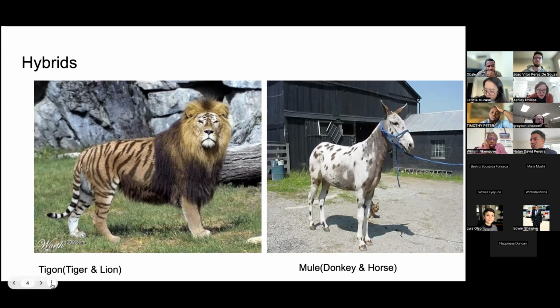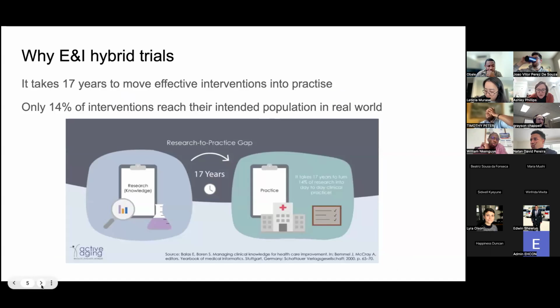For hybrid designs, we'll be talking about the implementation design and the effectiveness design, and I will explain what those mean in a bit. Hybrid clinical trials are a combination, as I mentioned earlier, of effectiveness research combined with implementation research all together. And why do we need this combination, and why do we need hybrid designs?